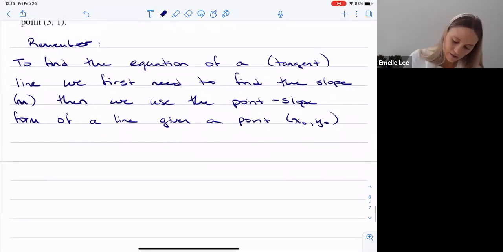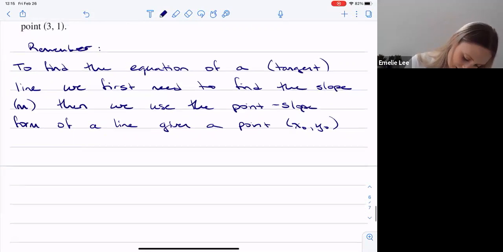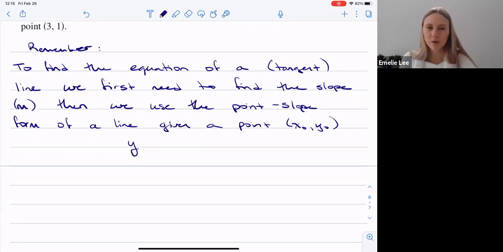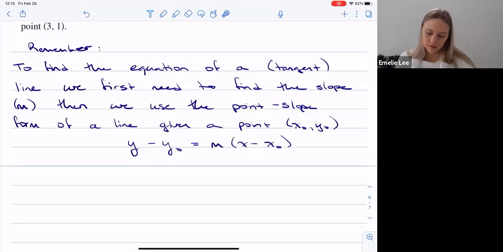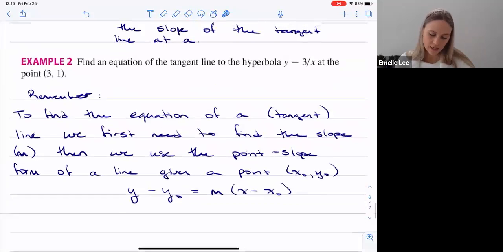So the point slope form of a line says that you can construct a line given a point and the slope, of course, by taking y minus y naught is equal to m times x minus x naught, right? Where x naught is the x that you know, y naught is the y that you know. Right? Thinking about the information that we have already, x naught is 3 and y naught is 1. So we already have a lot of the components, right? But we need to know what m is, right?